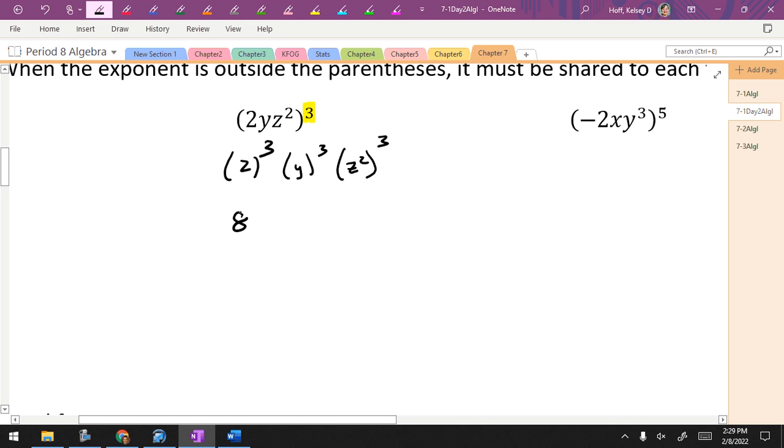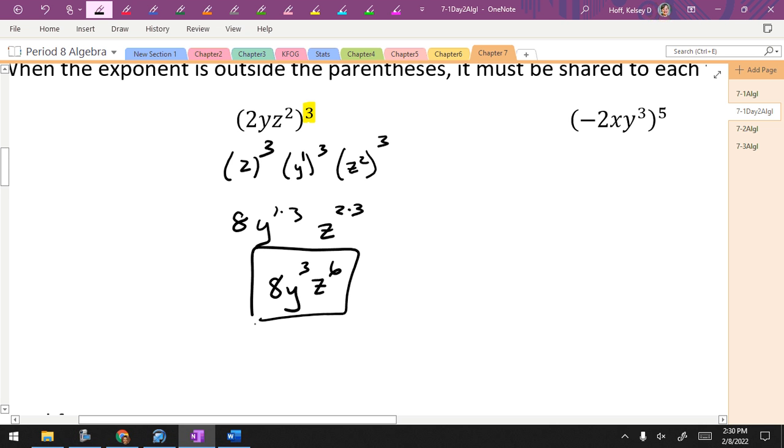Then I, just like yesterday, keep the base. What's my first base? Y. And I need to multiply my exponents. Mason told me to multiply my exponents, but Miss Hoff, I only have one exponent. Technically, there's a 1 there, right? So I really have 1 times 3. What's the next base I need to keep? Z. And what am I going to multiply? 2 times 3. So my final answer would be 8 y to the third z to the 6th.